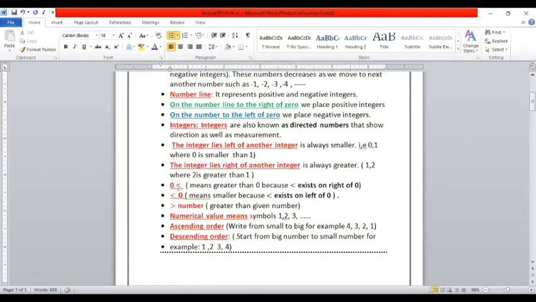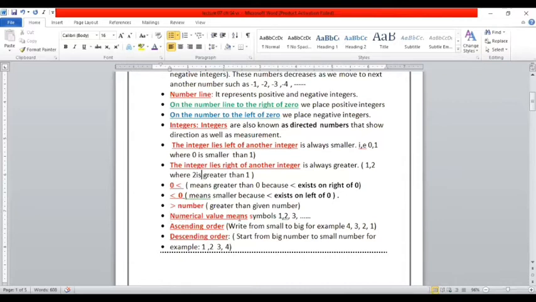Similarly here, a symbol that exists on the right side of 0 means the number is greater than 0. So you can say that the numbers we consider on the right side are greater than 0. And this symbol means less than 0 because the symbol exists on the left side. A number greater, like this symbol, is called greater than, and we have also introduced it in the previous lectures.